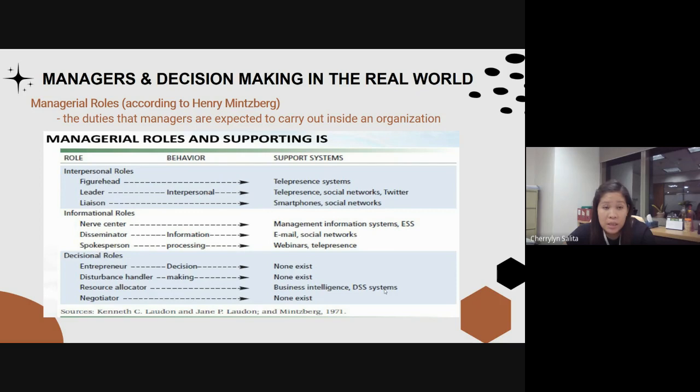On the second role, informational or informative positions, managers serve as the information hubs of their organizations, gathering the most pertinent current information and relaying it to those who need to be informed. So they serve also as a spokesperson of the organization and information disseminator.